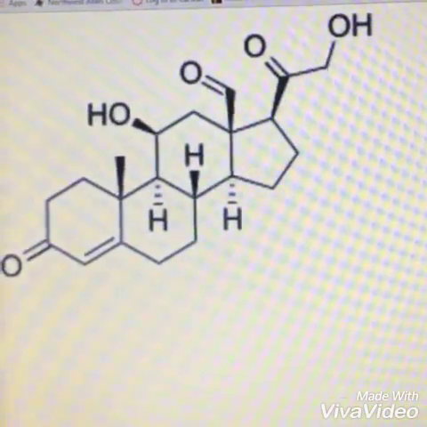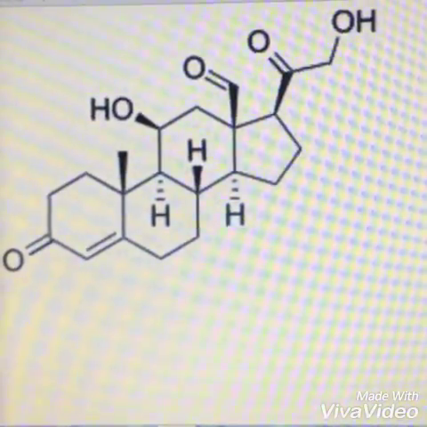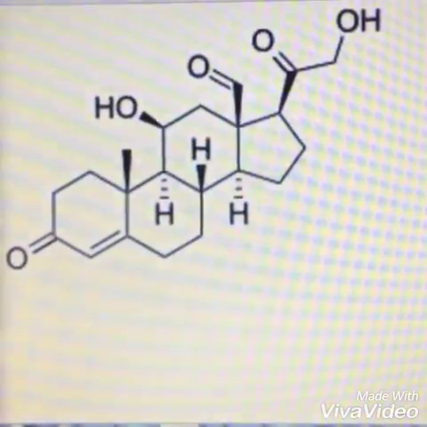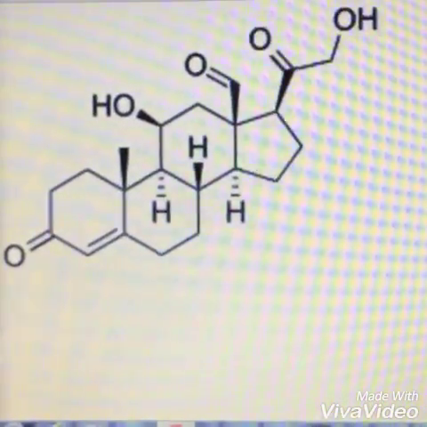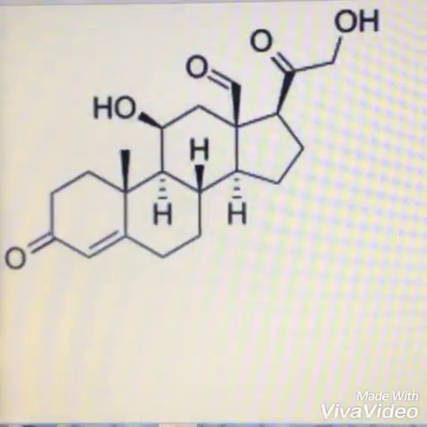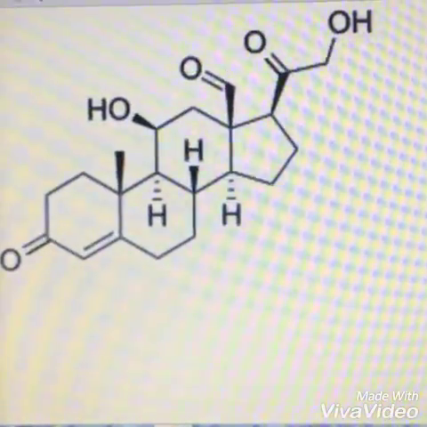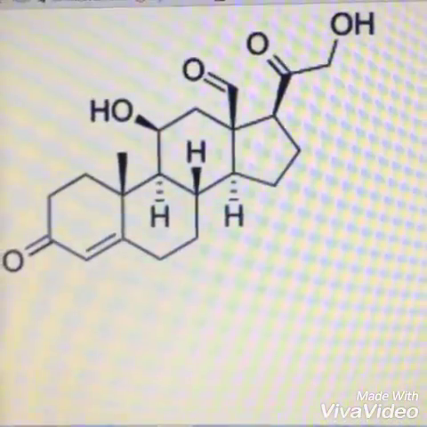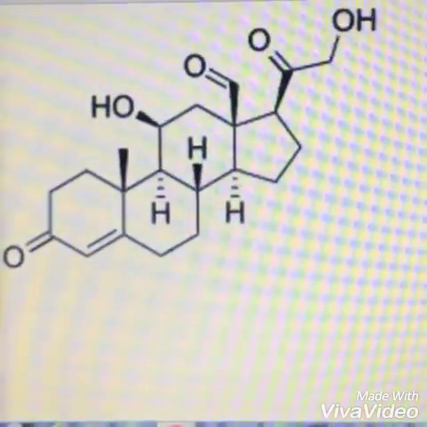Aldosterone is made in the adrenal glands, and it is recognized for its action on sodium reabsorption in the distal nephron of the kidney, which is mediated by the epithelial sodium channel. It also increases the amount of potassium in the urine. Aldosterone also causes water to be reabsorbed along with sodium.